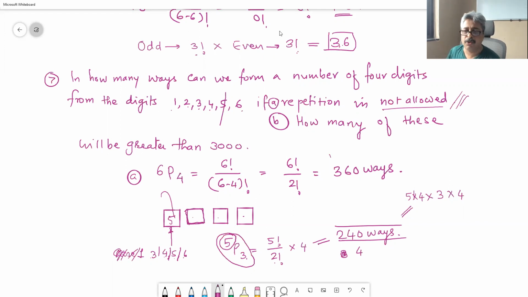Yes, if total number of ways is 360, out of that 1/3 will be smaller and 2/3 will be greater than 3000. Yes, sir. Yes, 2/3 of 360 is 240. That is correct. Very good. Sir, how did we find the same answer by the ratio proportion method? Yes, same method.